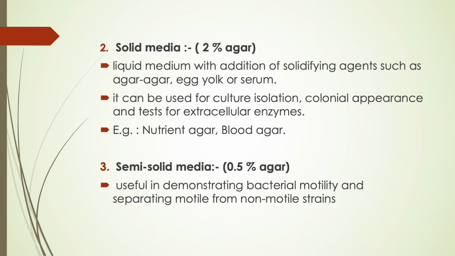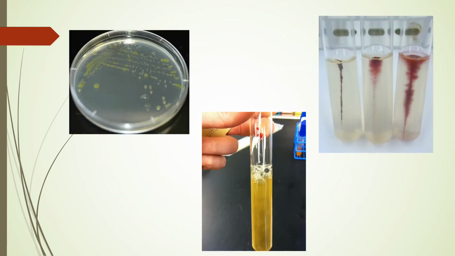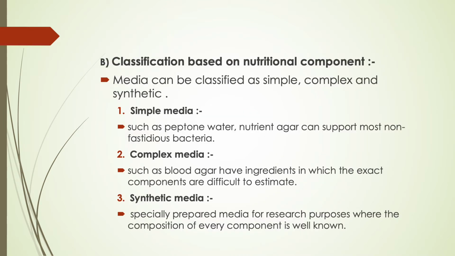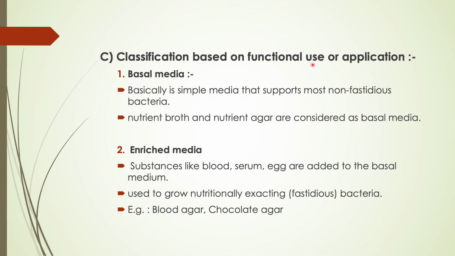For example, we have a solid media, we have a semi-solid media. This is for the consistency. And another thing, for example, based on the nutritional components, we have a simple media, we have a complex media, we have a synthetic media. So we have multiple types of media. Then the classification based on the functional use. For example, I have a basal media. So what is the difference between the basal media and enriched media and enrichment media?